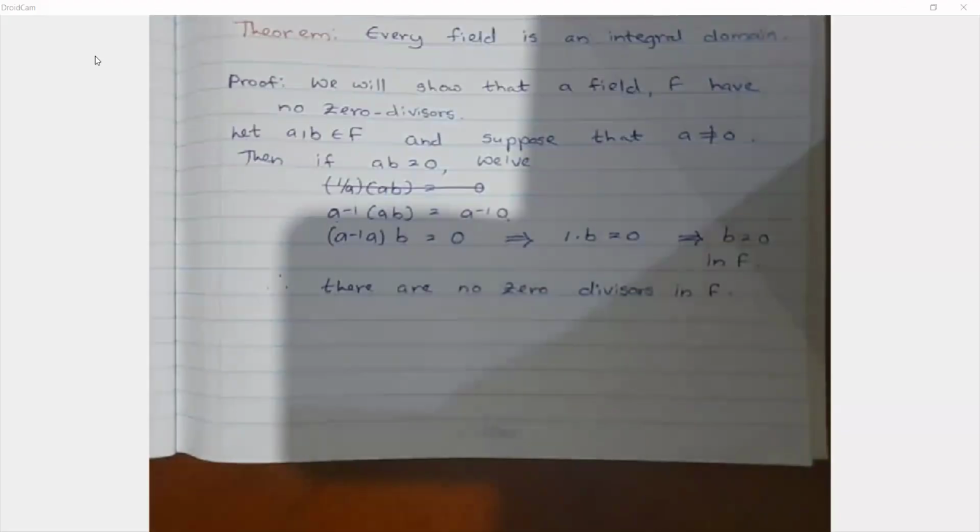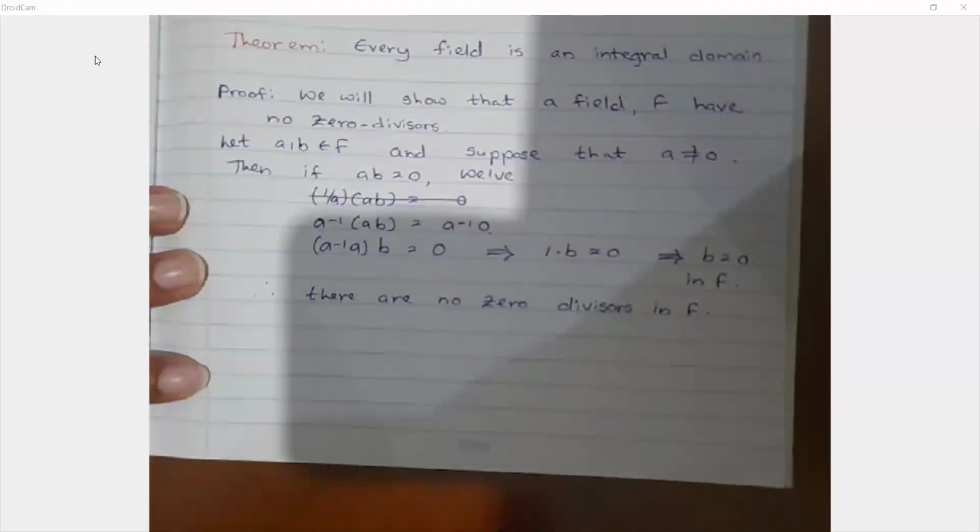Once you suppose that A is non-zero, we have to show that B is 0. Otherwise, we have two non-zero elements whose product yields a 0, and by definition, those two will be zero divisors. Now, when A is non-zero and the product yields 0, we end up getting B to be 0. Therefore, we simply conclude no zero divisors. So now F has no zero divisors.